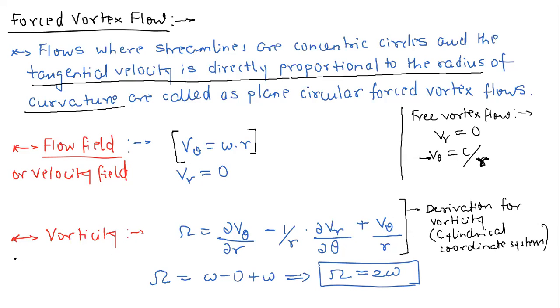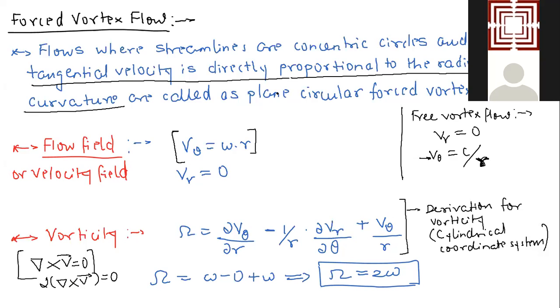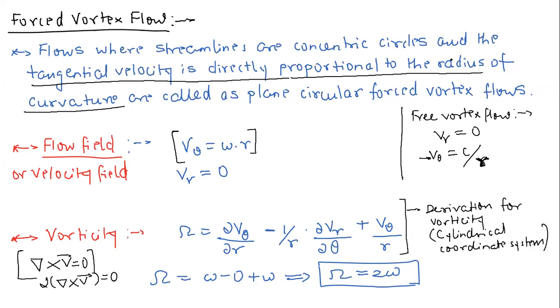If you remember, what is this? Del cross v vector equal to 0. That means the flow is rotational or irrotational? Irrotational. Vorticity is generally given by this formula. So we are basically calculating the vorticity just to figure out whether the flow is rotational or irrotational, nothing else. This is the reason for calculating vorticity.